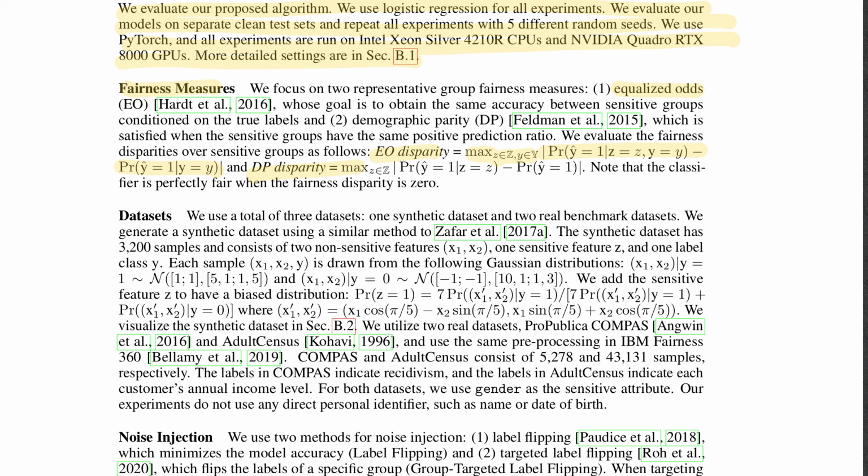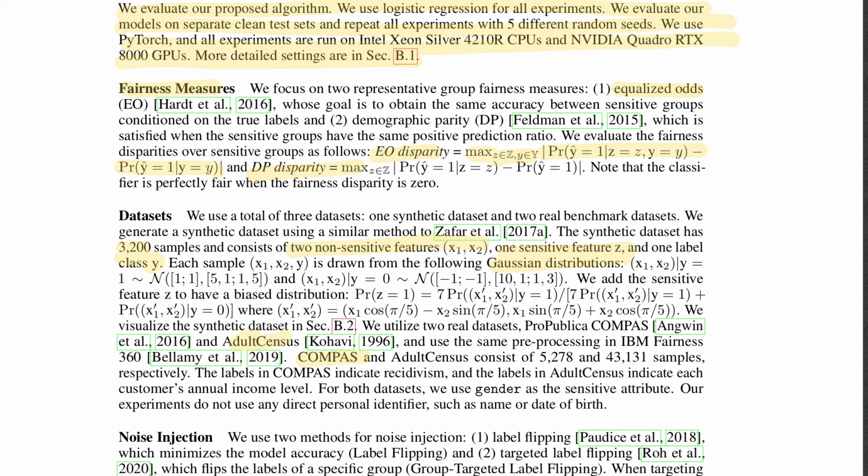As for the datasets, they have used one synthetic dataset and two real benchmarks. The two real benchmark datasets have been the Adult Census and ProPublica COMPAS. And for the synthetic dataset, they defined it based on this. They had 3,200 samples, consisting of two non-sensitive features x1 and x2, one sensitive feature z, and one label class y. They were drawing these items from the Gaussian distribution that is shown here.